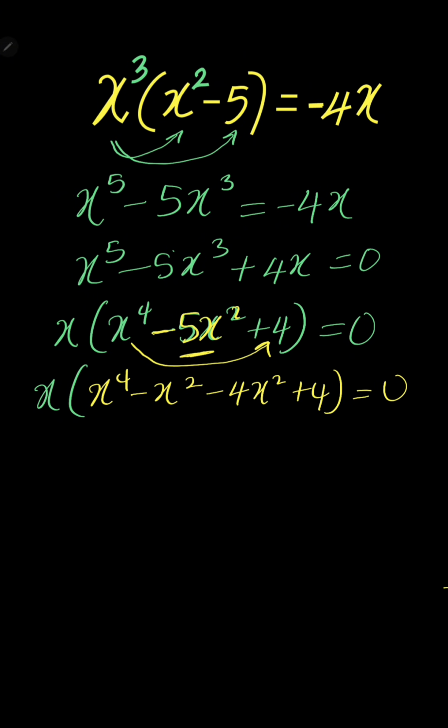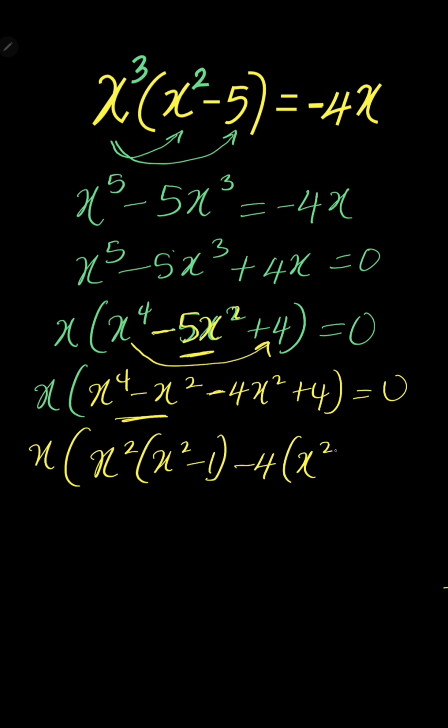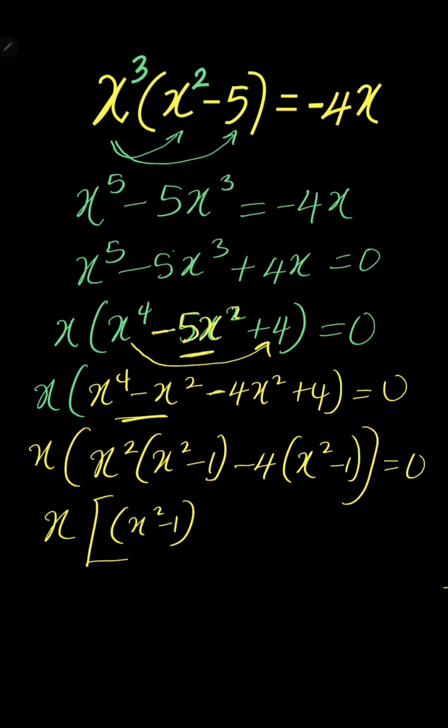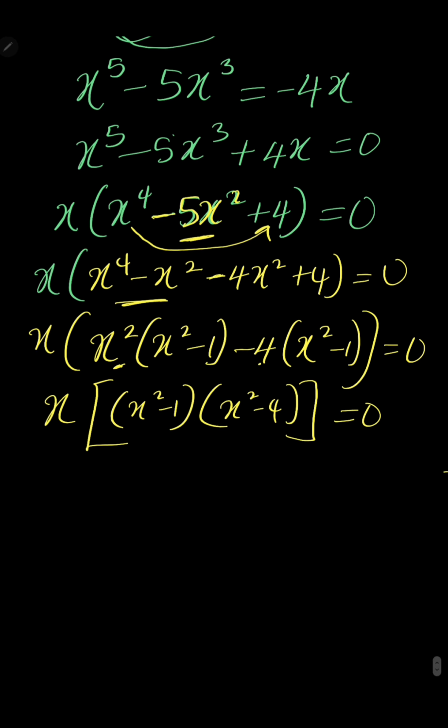So now we have x into, in these two terms I can factor out x squared. So that will give me x squared minus 1. Here I can factor out minus 4 because it is common. I will still have x squared minus 1. Then everything is 0. Still on the factorization, x squared minus 1 is common, then into x squared minus 4. Then everything is equal to 0.